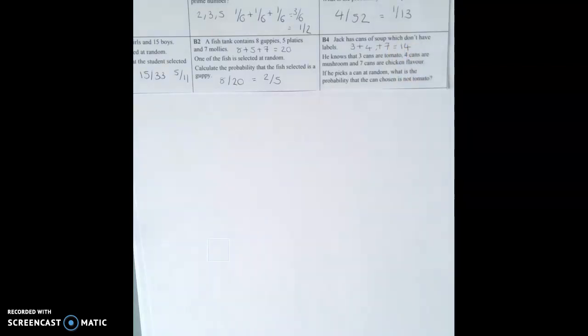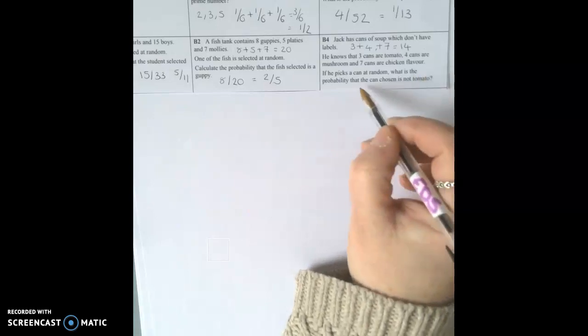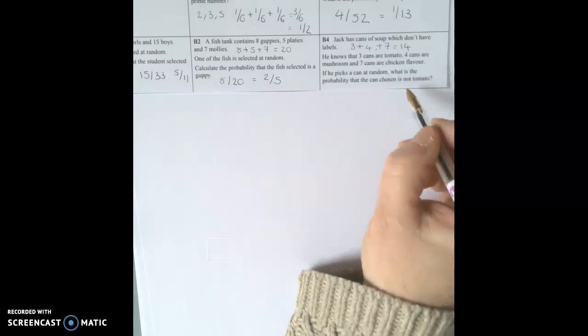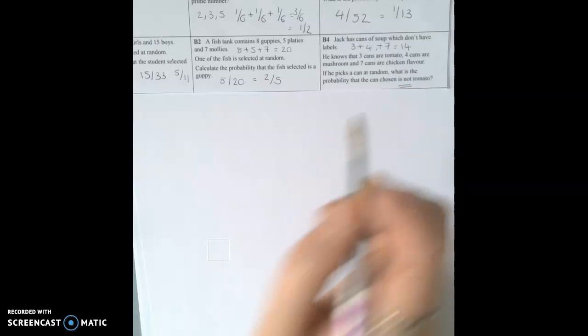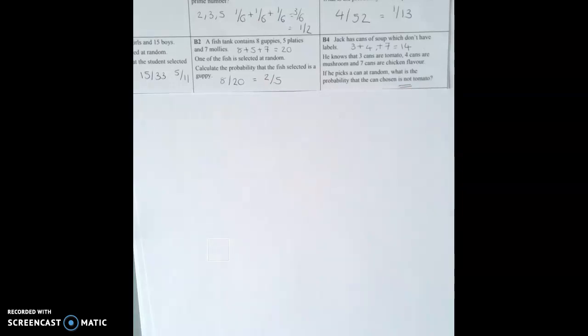Now, the second important part of this question, and this is all the way through probability questions, is understanding what the question is asking you. And they're often worded in quite an ambiguous way, and you need to work out what it's actually asking you to do. So this question wants to know the probability that the can he picks is not tomato. So that is the real crucial part of it.